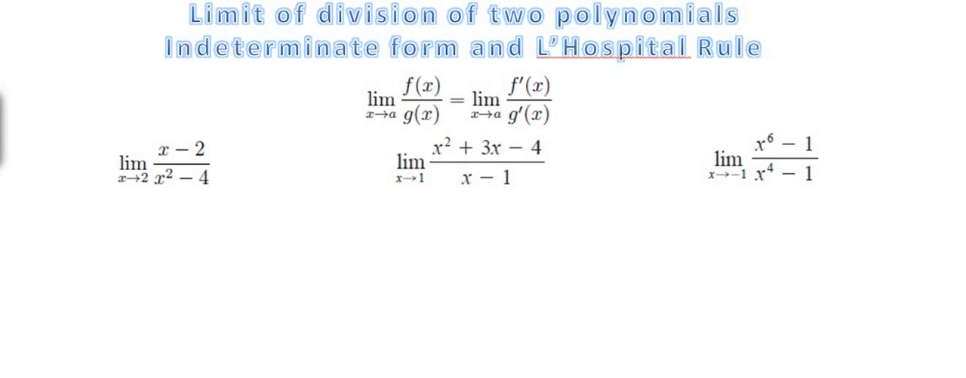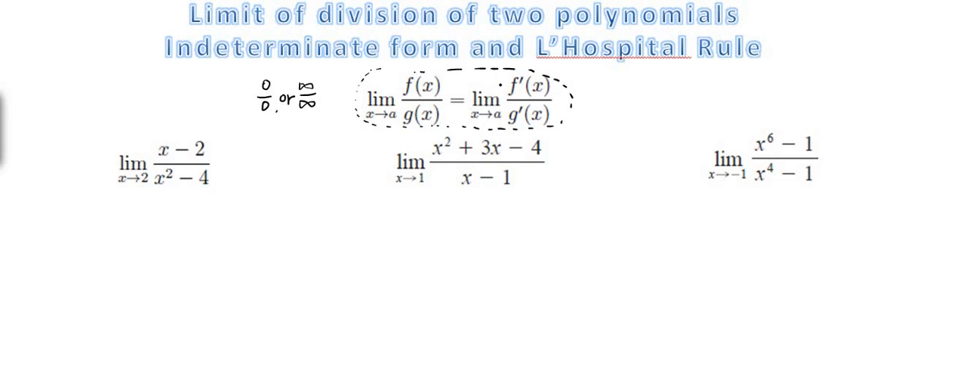So if f(x) divided by g(x) at x equals a belongs to 0 over 0 or infinity over infinity, then we can use L'Hopital's rule.